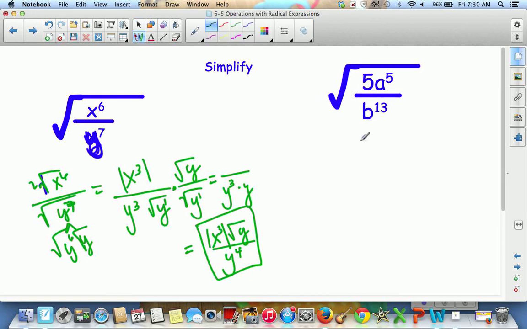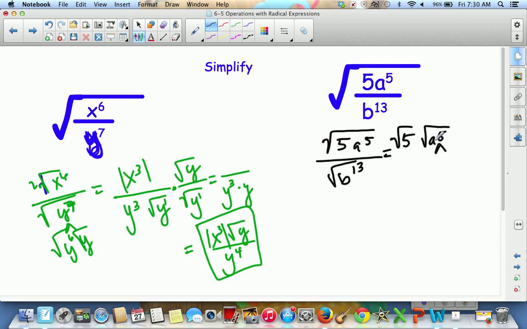Okay, the next one, we have the square root of 5a to the 5th over b to the 13th. So I'm going to split it up just like I did on the last one, top and bottom: square root of 5a to the 5th over square root of b to the 13th. That's going to end up being the square root of 5, I'm going to deal with the numerator first, times the square root of a to the 5th. The square root of 5, I can't split that up.